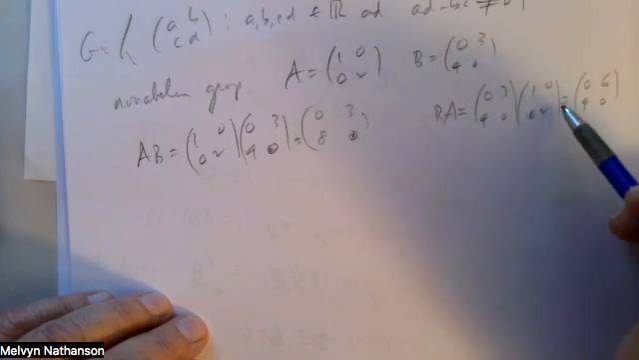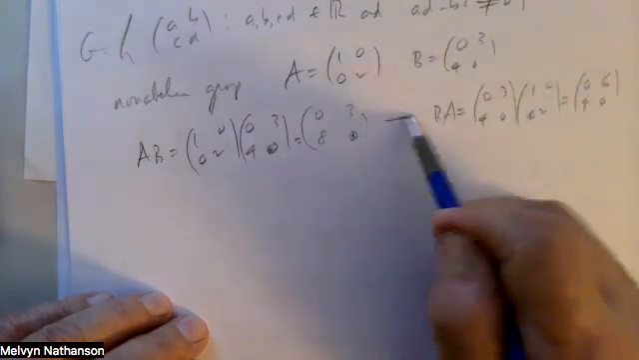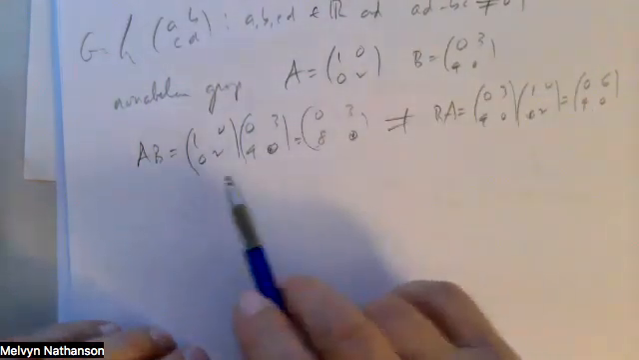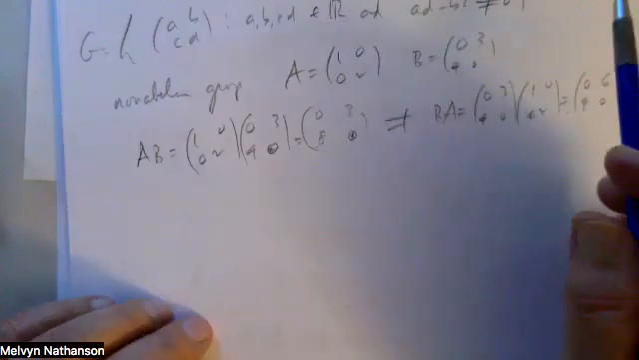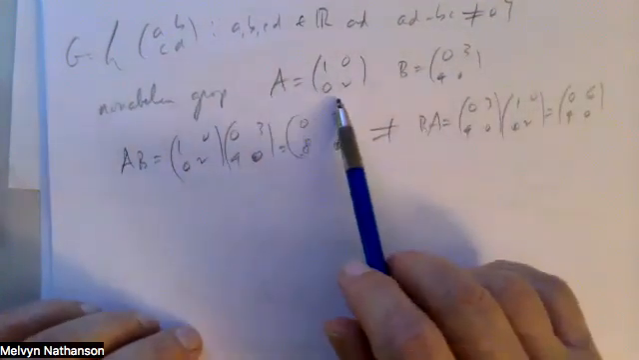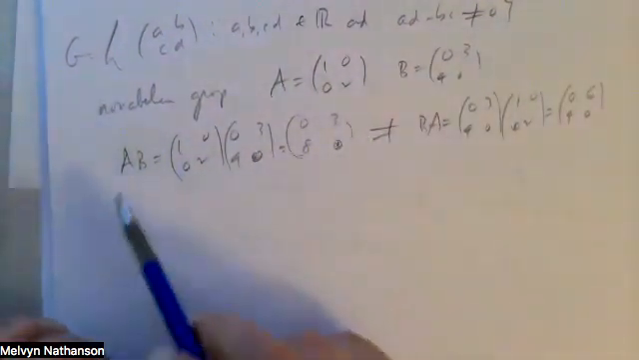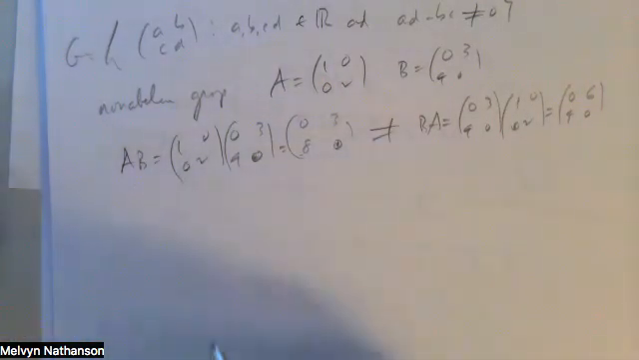And these are different. This is 3 and 8. This is 6 and 4. So in this very simple example of multiplying two 2 by 2 matrices, the order you multiply in matters. A times B is different from B times A.